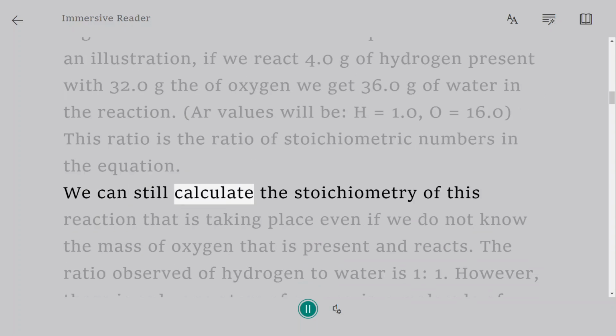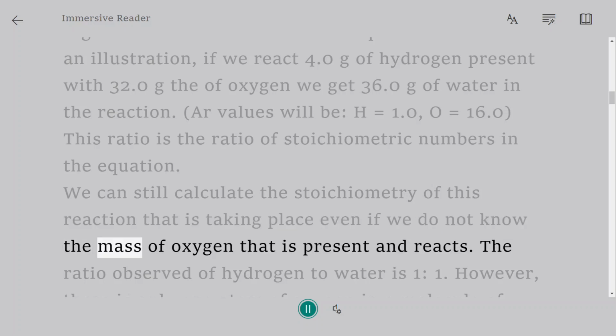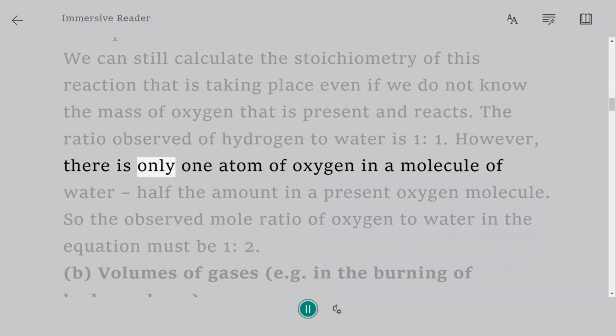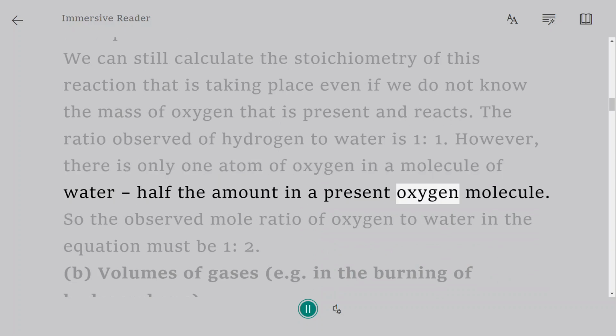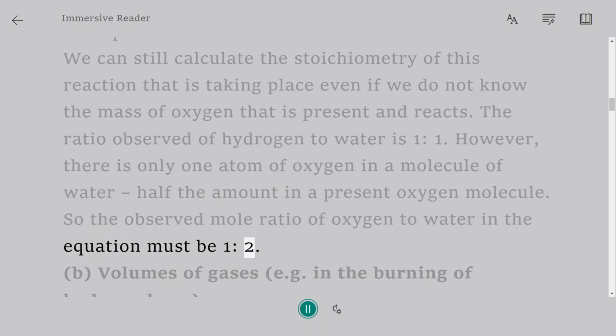This ratio is the ratio of stoichiometric numbers in the equation. We can still calculate the stoichiometry of this reaction that is taking place even if we do not know the mass of oxygen that is present and reacts. The ratio observed of hydrogen to water is 1:1. However, there is only one atom of oxygen in a molecule of water, half the amount in an oxygen molecule. So the observed mole ratio of oxygen to water in the equation must be 1:2.